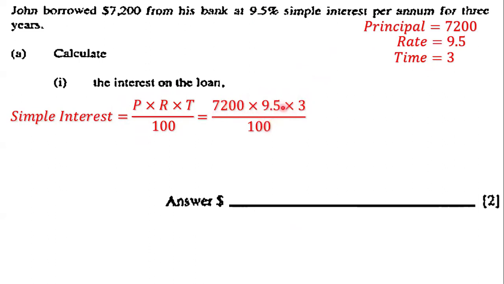Next, we multiply what we have in the numerator, and that gives us 205,200. We put that all over 100, and when we divide these two numbers, we get 2,052. And so that means that the interest on the loan is 2,052.